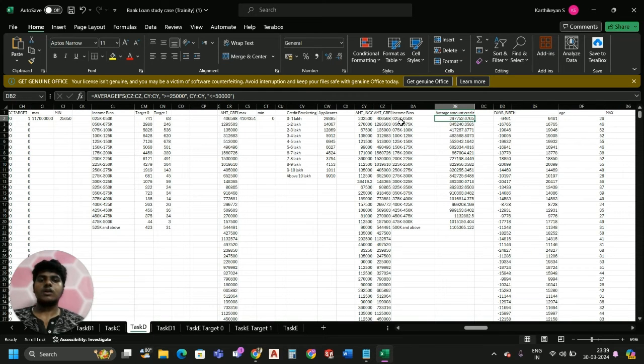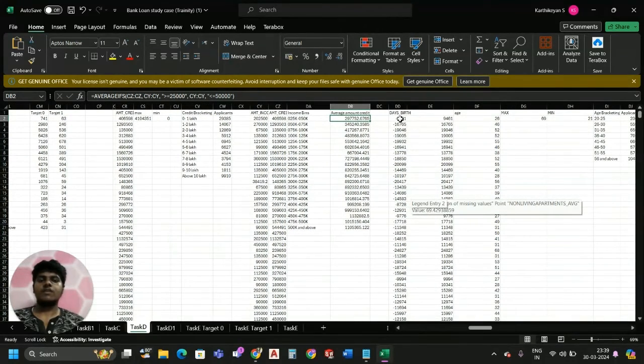To know the client who is having the income of 25,000 to 50,000, how much amount has been credited as a loan, in order to perform this, we have used the average if function, setting the limit of greater than 25,000 and less than 50,000.